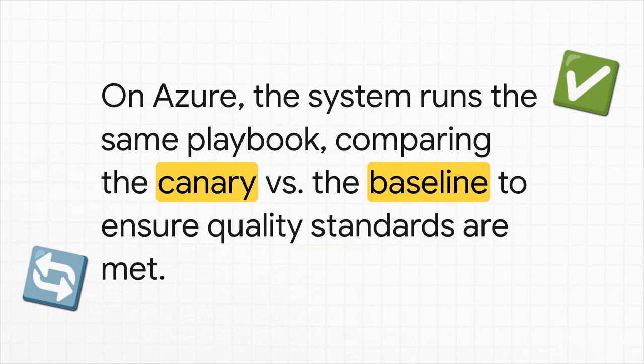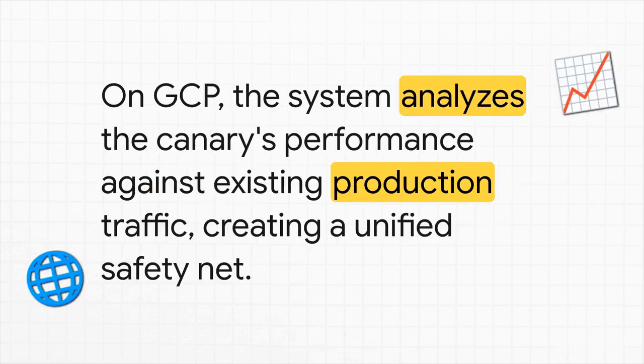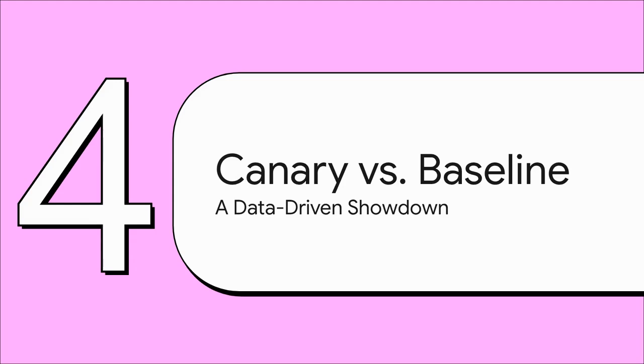And then you hop over to Azure, and what happens? The exact same principle applies. This creates one unified, reliable safety net that just scales with your infrastructure, no matter which cloud you're on, even GCP. It's one automated standard for quality everywhere. And this brings us to the real heart of the matter in Section 4, the canary versus the baseline. This is the data-driven showdown, where the numbers, and only the numbers, do the talking.